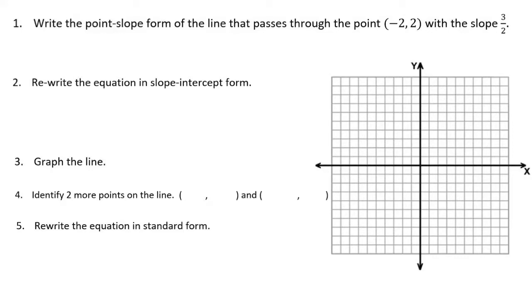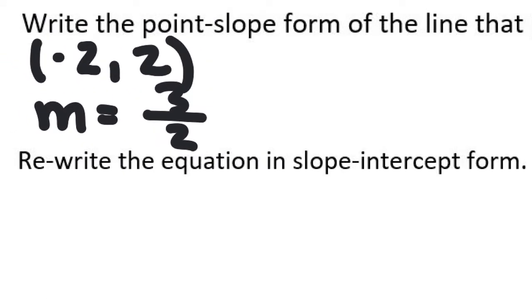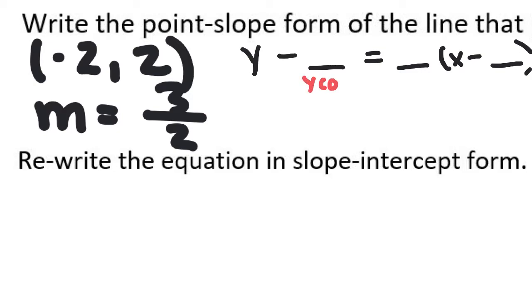In this video, we will review writing equations of lines in various forms. The first part says write the point-slope form of the equation of the line that passes through the point -2, 2 and has a slope of 3/2. Now, for this, if I want to write an equation in this form, we know that it's always in the form, so it's y minus the blank equals the blank times x minus the blank, where we fill in the y coordinate, the slope, and the x coordinate.